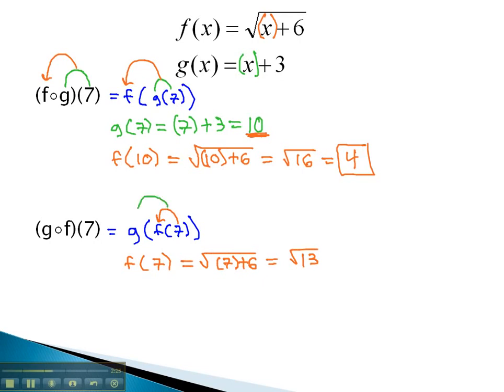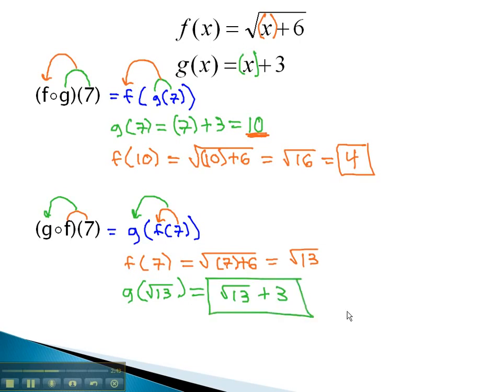Now we're asked to take that result and plug it into the g function. In other words, we take g of the result, square root of 13. g is x plus 3, or the square root of 13 plus 3. Can't simplify this expression, and so that becomes our final result. It is important to note that when we switch the order of the composition, we do get a very different result.